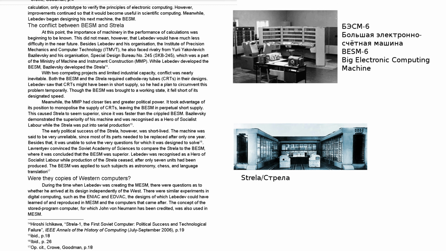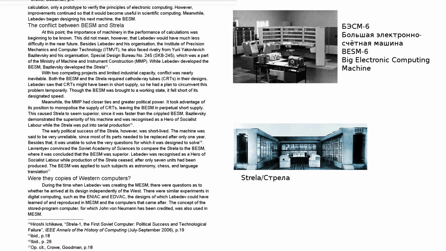Though the BESM was brought to a working state, it fell short of its designated speed. Meanwhile, the MMP had closer ties and greater political power. It took advantage of its position to monopolize the supply of CRTs, leaving the BESM in perpetual short supply. This caused Strela to seem superior since it was faster than the crippled BESM. Basilevsky demonstrated the superiority of his machine and was recognized as a hero of socialist labor, while the Strela was put into serial production. The early political success of the Strela, however, was short-lived.